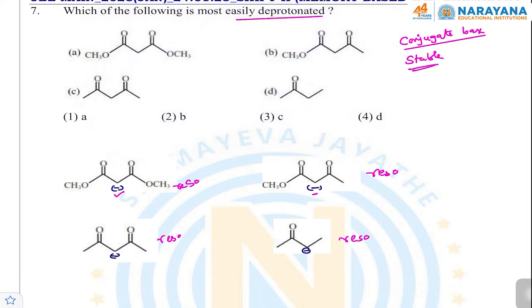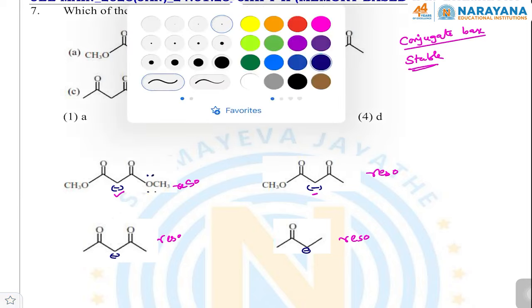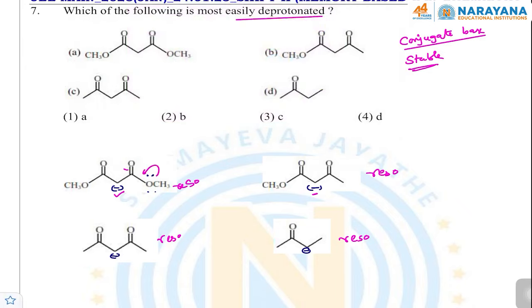But there is a difference in the stabilization due to resonance. We can see that in the first two options there is cross conjugation. The OCH3 is involved in resonance with this CO group. As a result, the extent of delocalization of this C minus will decrease compared to the others. Now we can write the stability order of these conjugate bases 1, 2, 3, 4. Option 4 is least stable because it is stabilized by only one carbonyl electron withdrawing group, whereas in the other cases it is stabilized by two withdrawing groups.